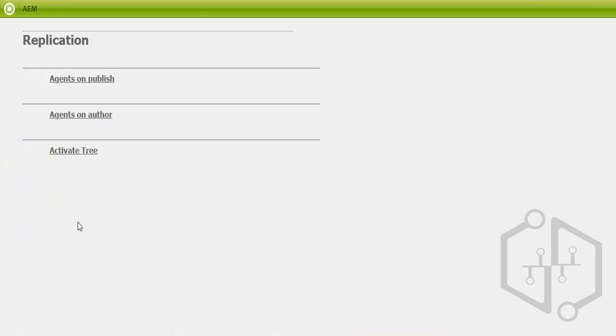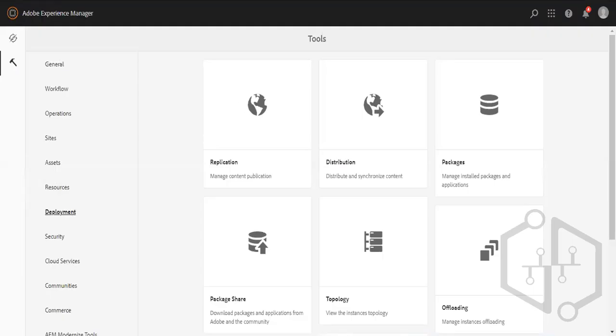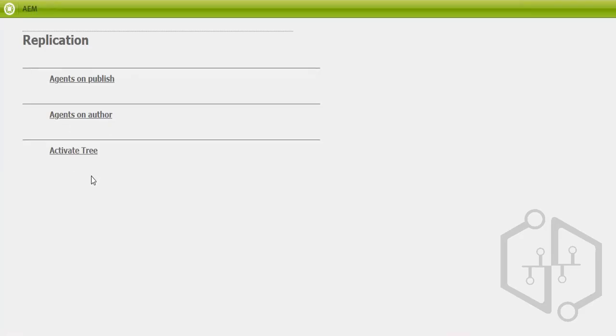Now, how would the agent get to know that these are all the publisher instances, that there are this many in number, and that they are running on these ports? So we have to define the configuration for the agents. The agents are configured over here. So we go inside the deployments and the replication, and we landed on this replication screen.